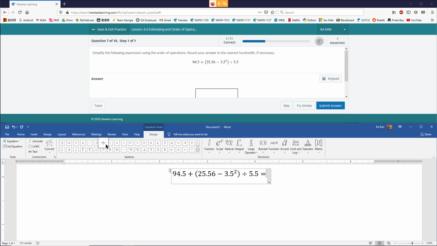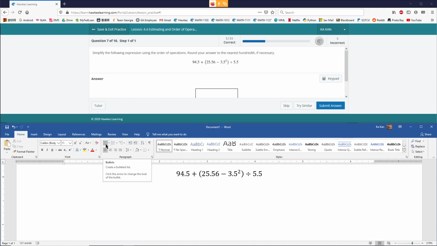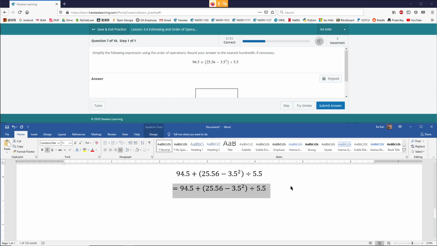It's just you have to be very aware of what you're going to be doing first, based on the order of operations. So for me, I'll do this first. I know parentheses come first. So the 94.5 and the 5.5 on the right, I'm just going to pretend I don't even see them. I'm going to focus on the parentheses. But within the parentheses, the exponent comes before subtraction, so I will do that first. So let's say I'm going to just go ahead and copy this.